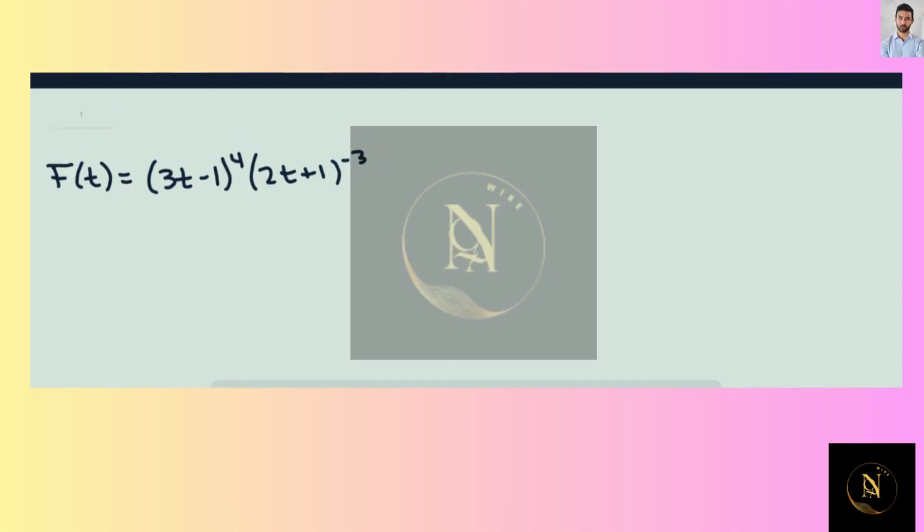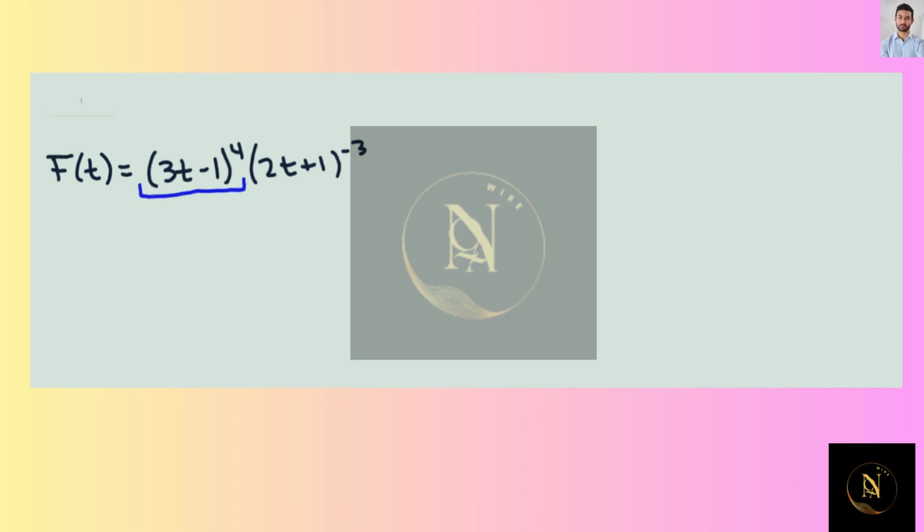Here we have a function that's a product. So this is the first factor and this is the second factor. So we want to find the derivative using the product rule. And in the midst of using the product rule, we're going to be using the chain rule. So we're going to have the first times the derivative of the second plus the second times the derivative of the first.